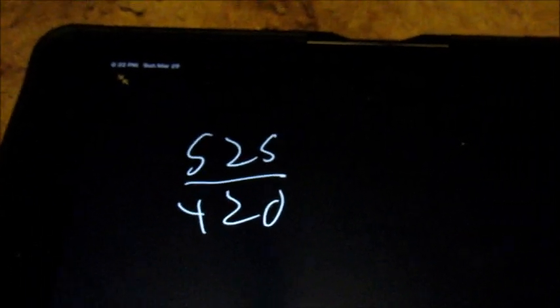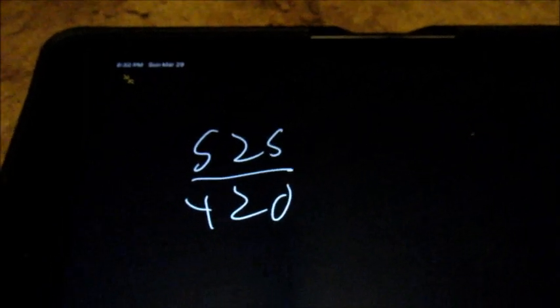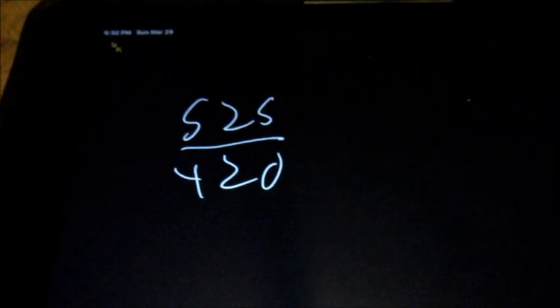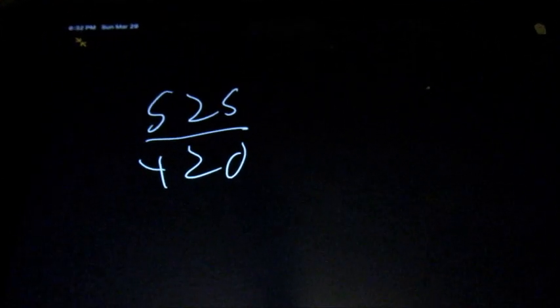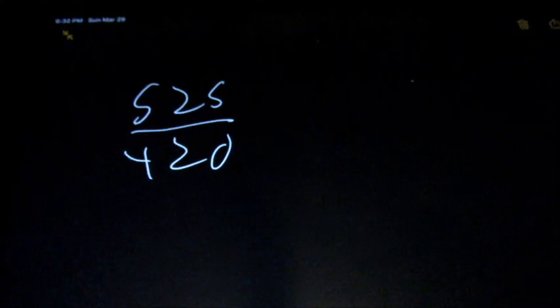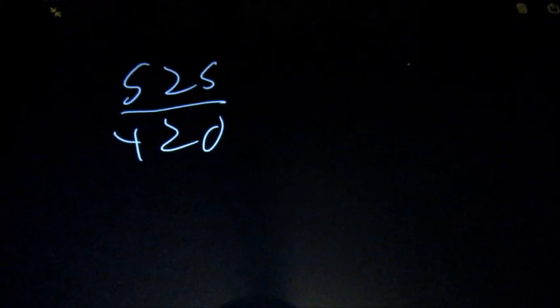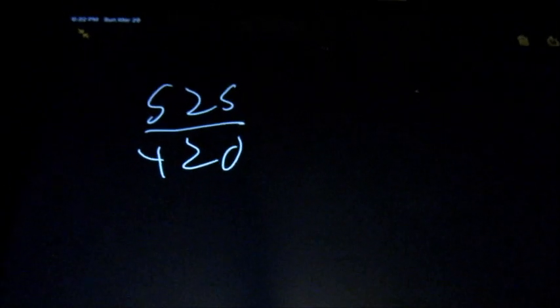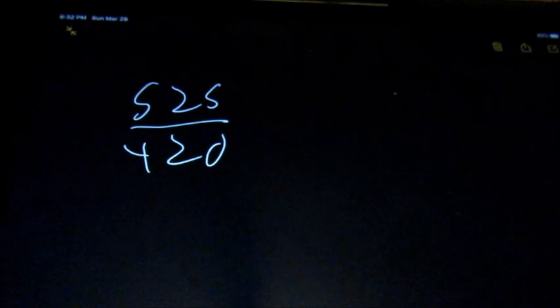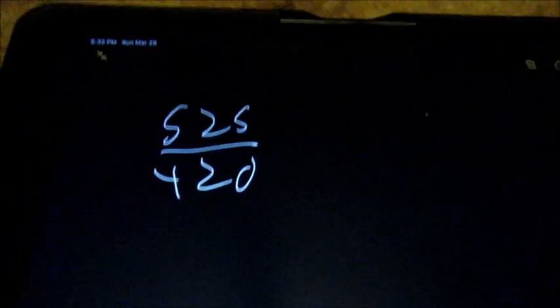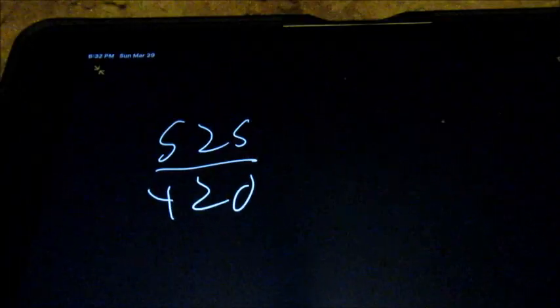So let's say that we have 525/420. What we need to do is just find some number that will divide into both of these numbers. And in the past, you may have been told to always use the least common denominator. Sometimes that's good, but sometimes you don't really need to do that as much. So what I'm going to do is just find any number that will divide into both of those.